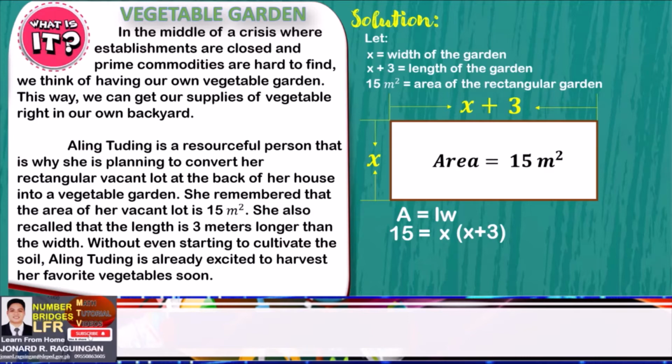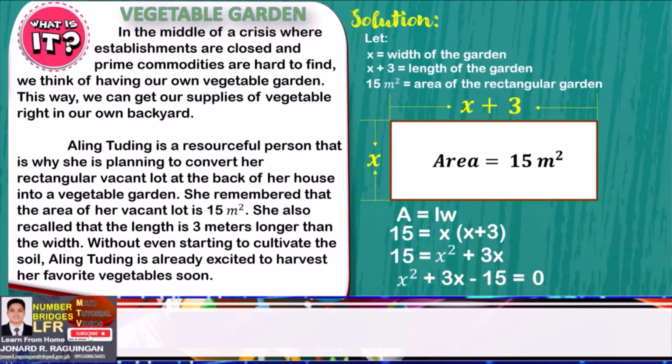Simplify the equation, we have 15 is equal to, distribute the monomial to the binomial, that is x times x is x squared. x times positive 3 is positive 3x. Then write that in standard form, we have x squared plus 3x. Applying the addition property of equality, add both sides by negative 15. That is, negative 15 is equal to 0.